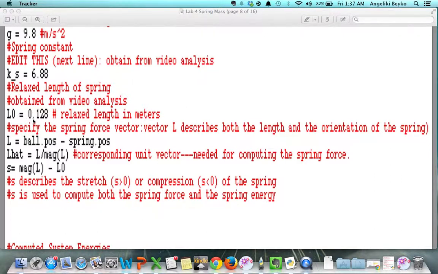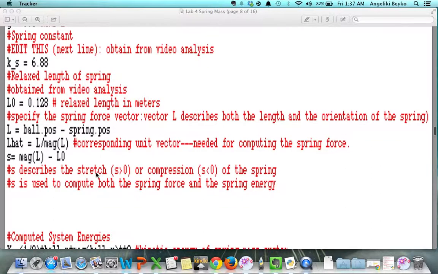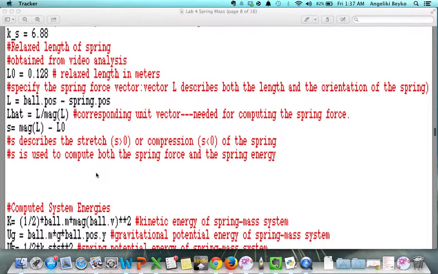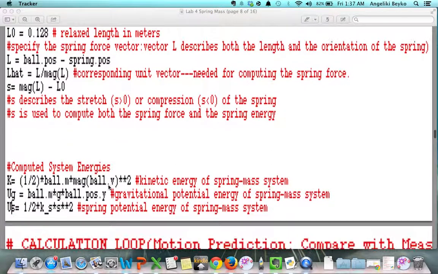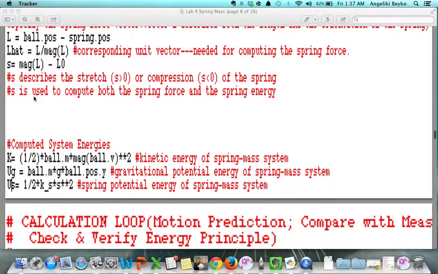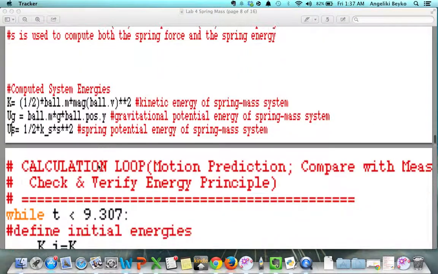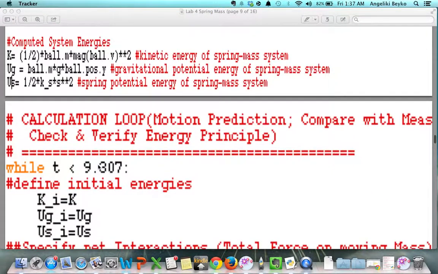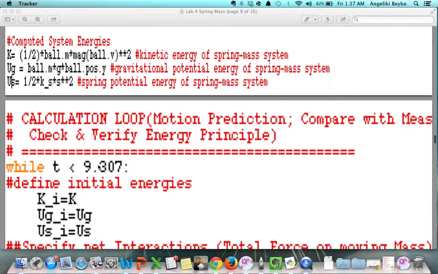L naught is the initial relaxed spring length in meters. L hat is for computing the spring force. This is how we calculate the stretch going down. And these are how to calculate the different energy changes. At each time interval, all of these energies are being updated.